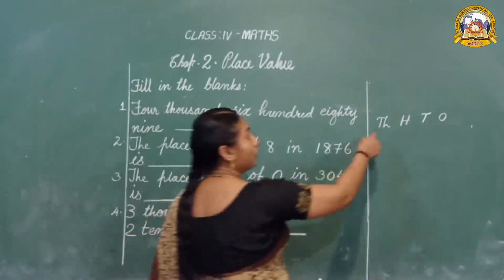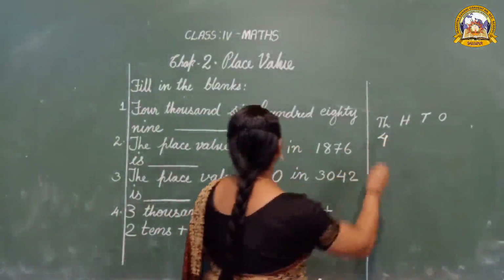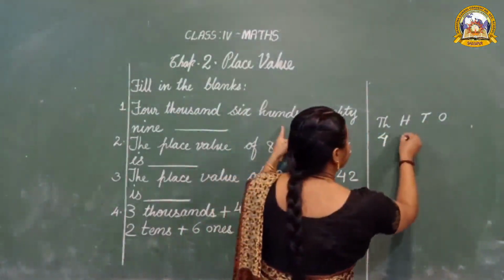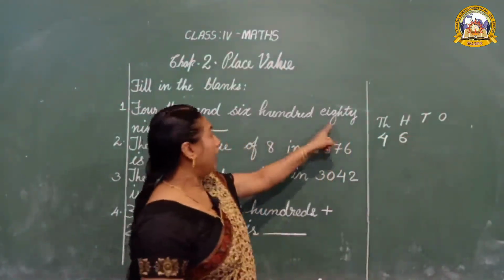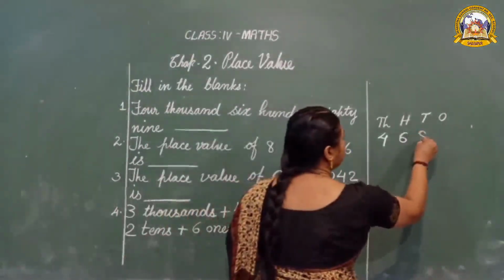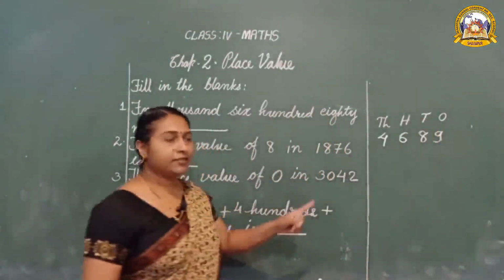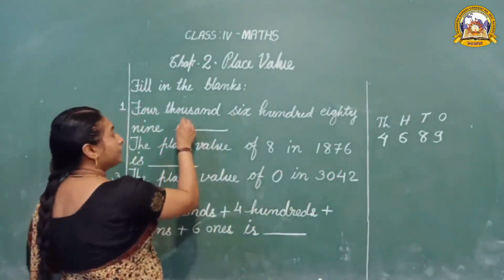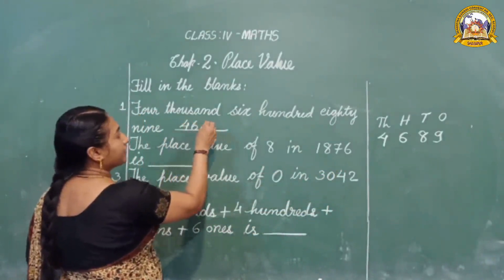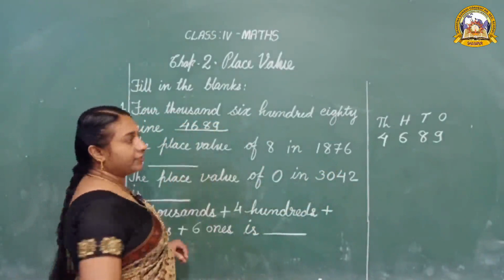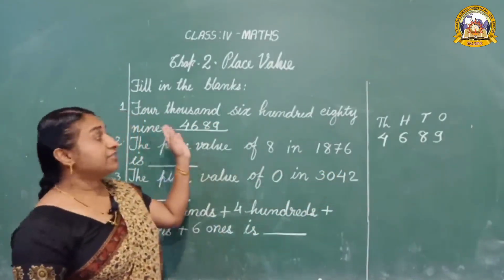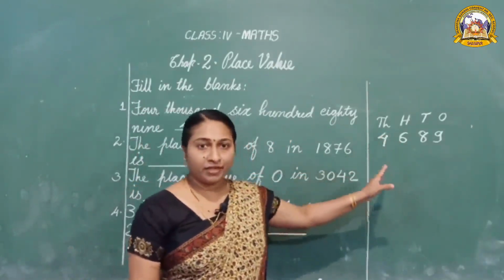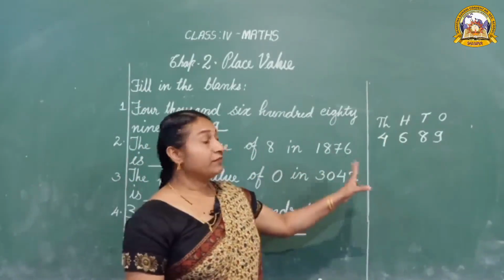Okay, let us arrange the digits. 4000. So, below the 1000, 4. Next, you can see 600. Below 100, 6. Then 89. Now, we wrote the number. Let us write it here. 4689. Okay, children, when you change the number names to figure, you can use this method. It will help to do the work very easily.